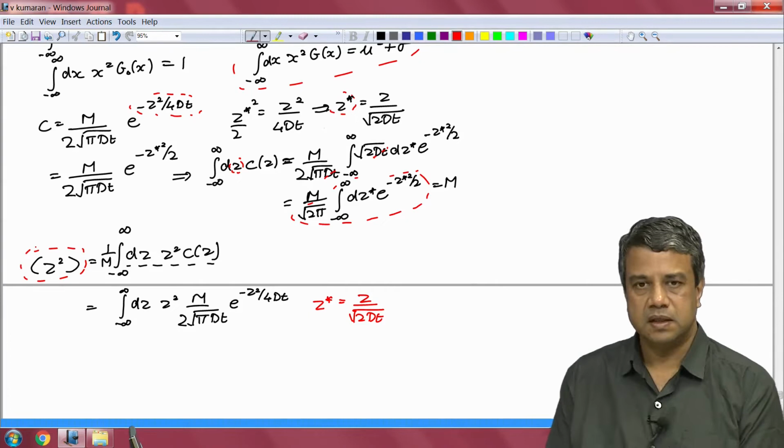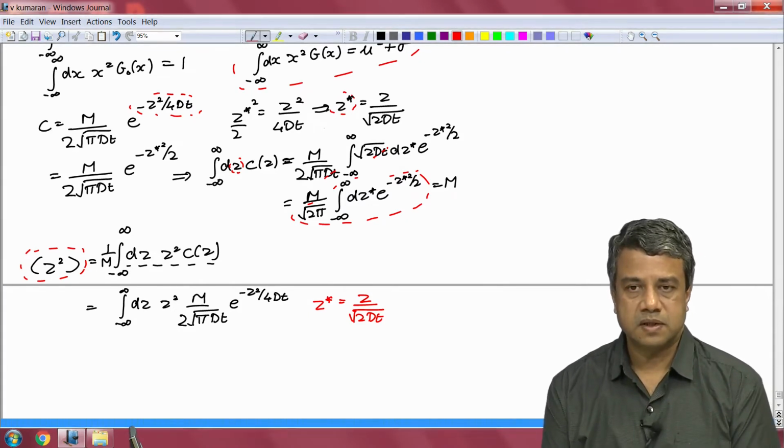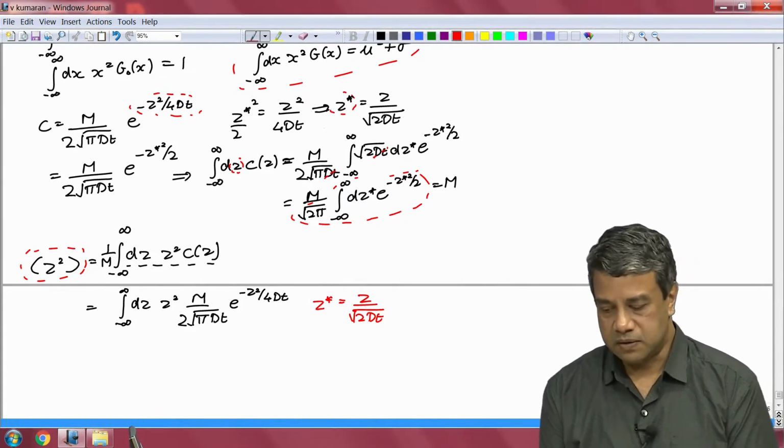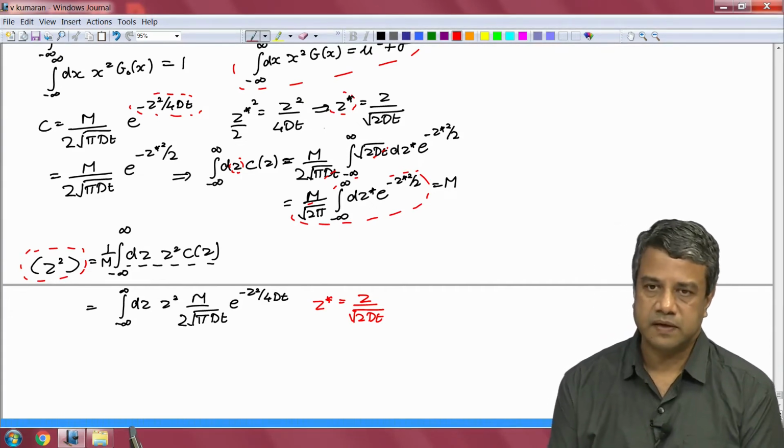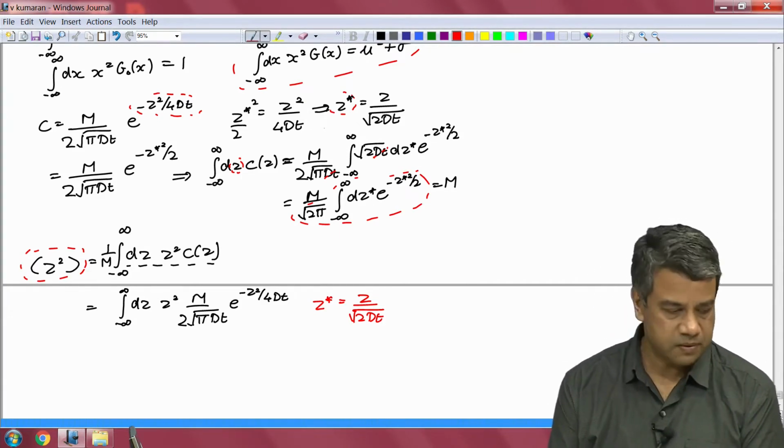So, if I use the normalized distribution, I can divide it by 1. If I use the actual distribution, I have to divide it by m to get the correct answer.